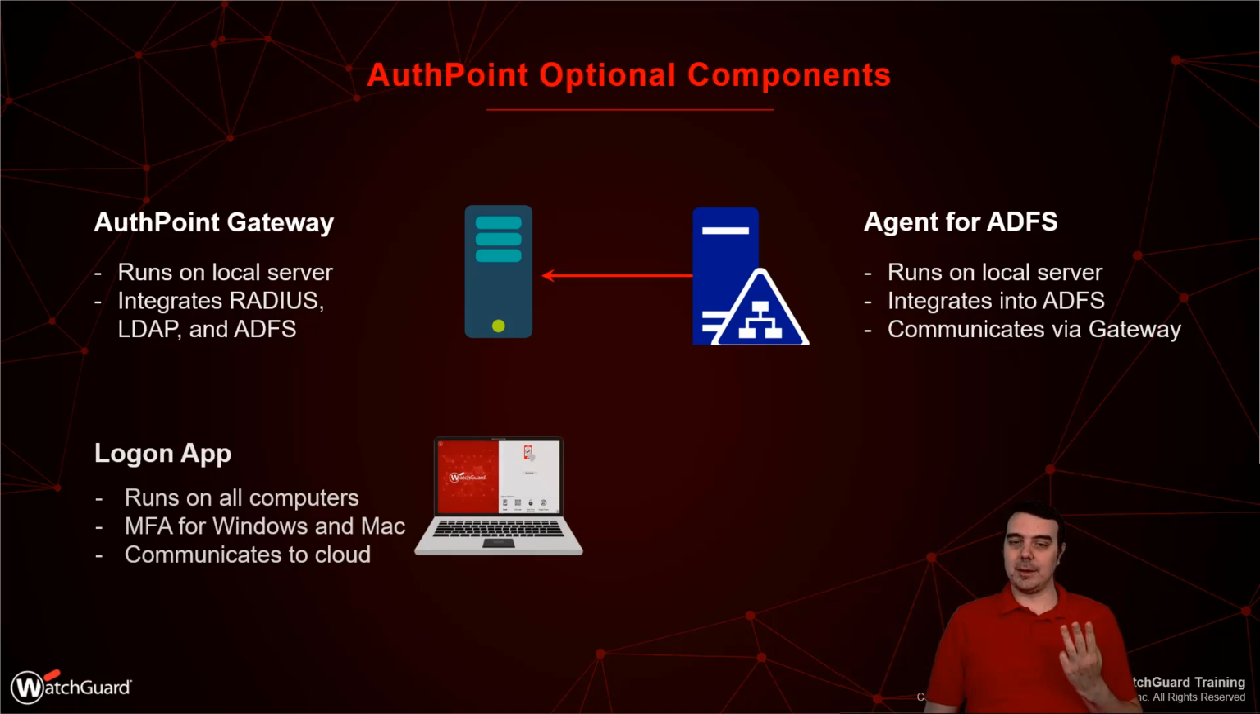The third component is the Logon app. You install the Logon app via an agent on all of the computers in a network to protect the logins to those computers with MFA. The Logon app is also able to communicate to WatchGuard Cloud directly, so it works everywhere the user goes. It even works when the computer is offline.